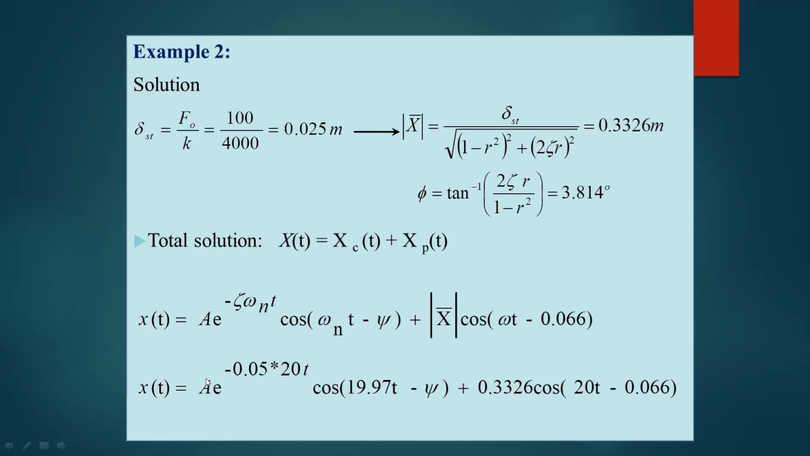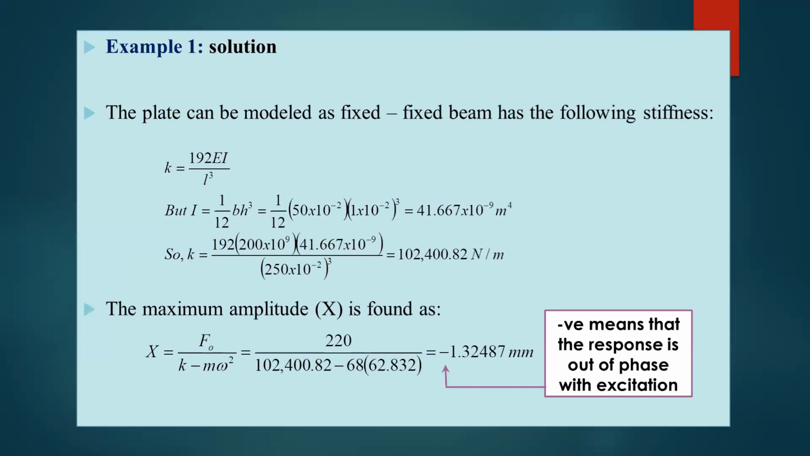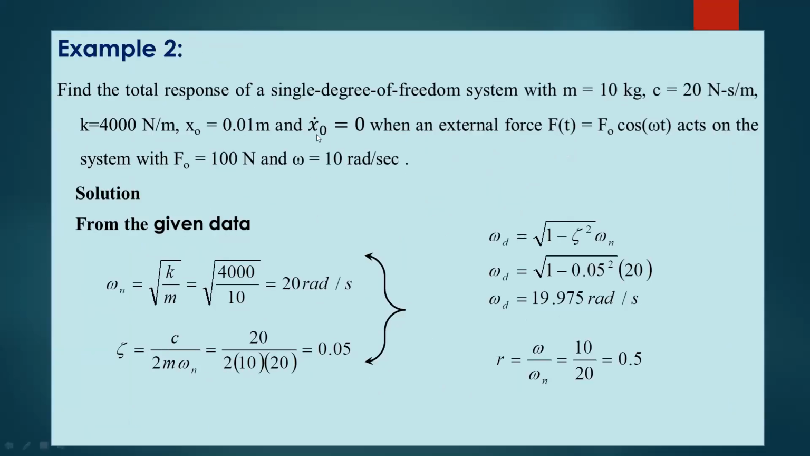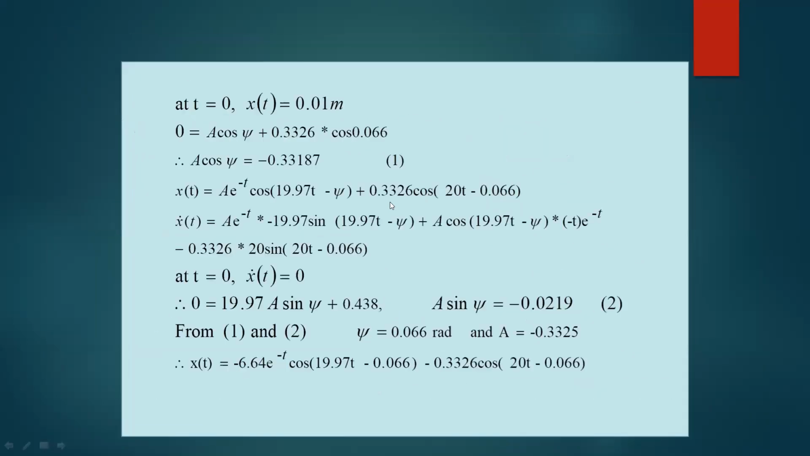X is already calculated from here. X is equal to 0.326. Just substitute x here. All parameters are introduced. Now what is left is to find A. A is the parameter. We have given initial conditions here. What was the initial? X naught dot is equal to 0, X naught is equal to 0.01. So at time t equal to 0, x of t is equal to 0.01 meter. So substitute in the equation.